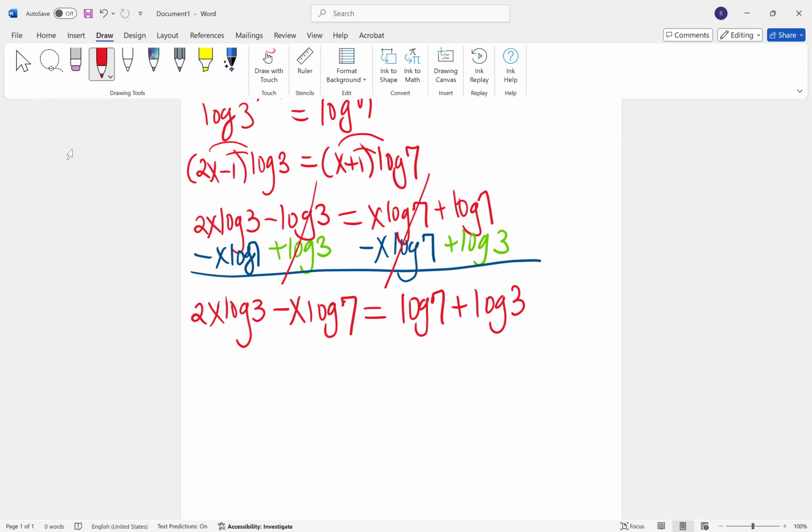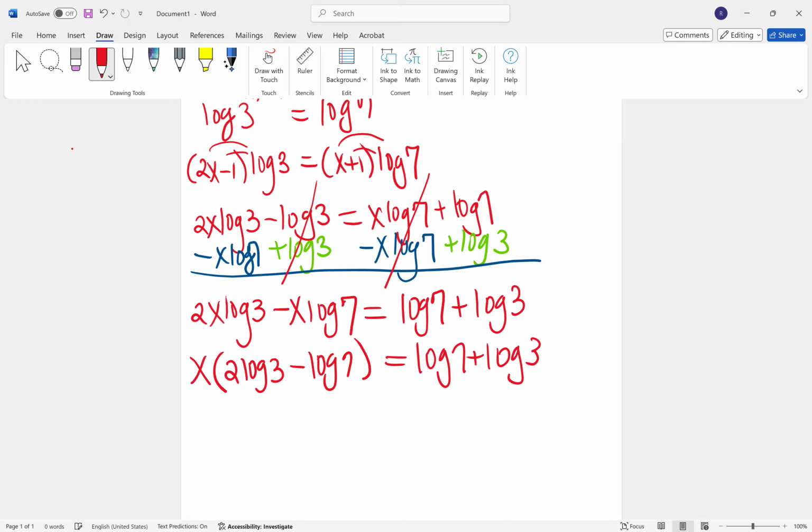So what I'm going to do is let's factor out the x, right? Each one of these terms on the left has an x in common. Let's factor it out. And we're going to be left with 2 times the log of 3 minus the log of 7 is equal to the log of 7 plus the log of 3. So all I did was factor out the x.